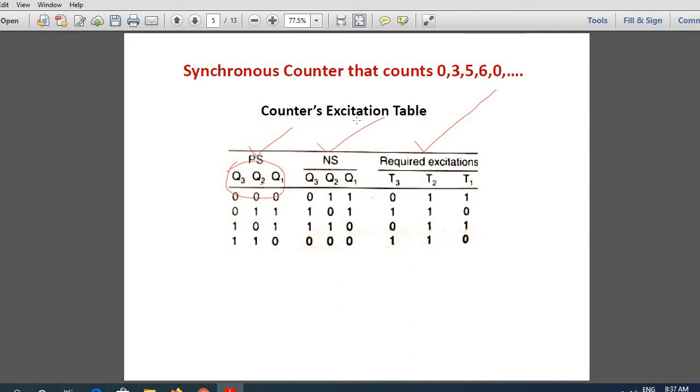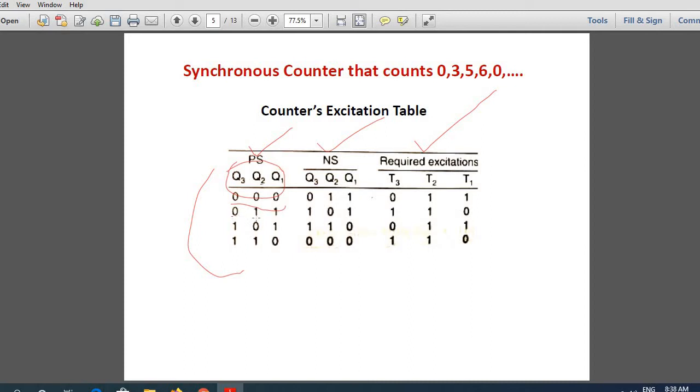Now, how will you form this table? First, write the present states. What are your present states? Your 4 valid states: 0, 3, 5, 6. You write them in the present state. Now, using this present state, you need to construct the next state. For example, in the first case, your present state is 000. What is your next state? From 0, it should go to 3. So, your next state will be 011.